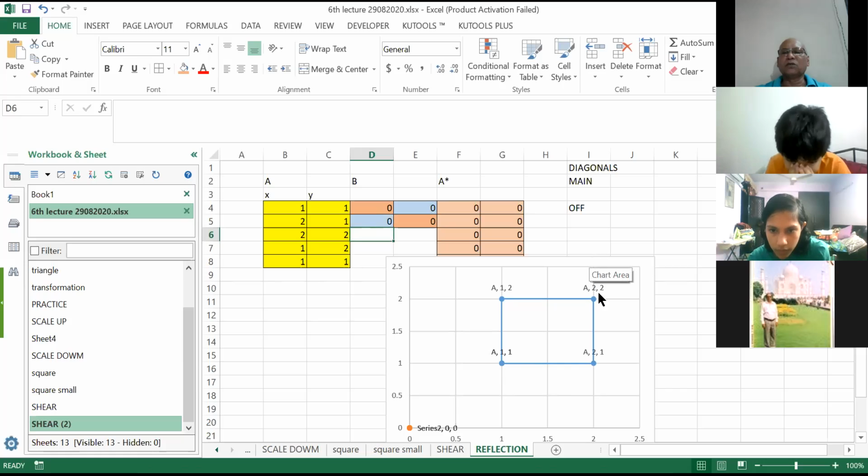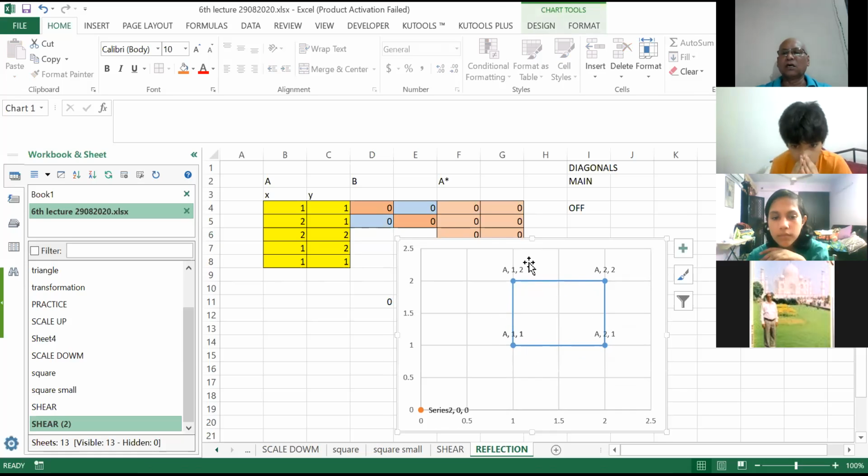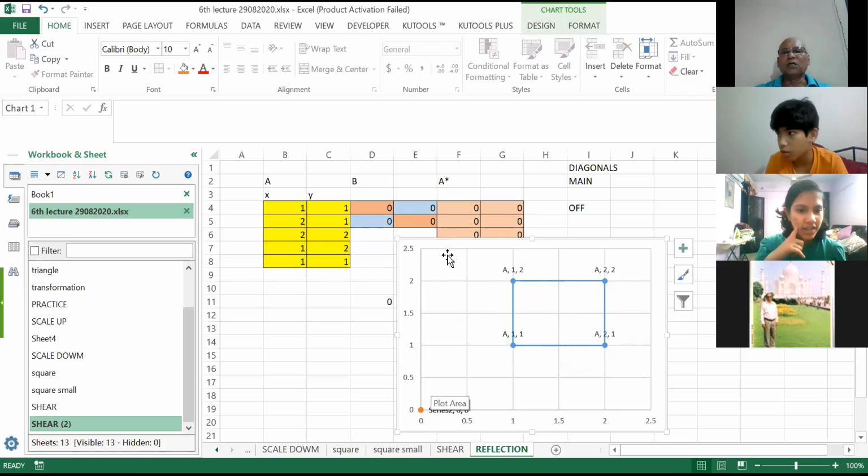Now, reflection. You see that this is your square, and you have placed a mirror at the y-axis, suppose. So what will happen? This square will reflect from the first quadrant to the second quadrant, no? So how can you do that?